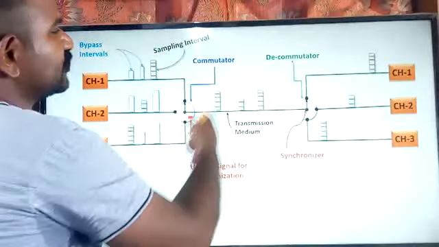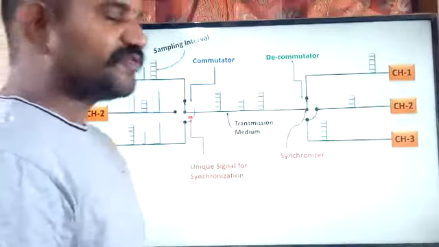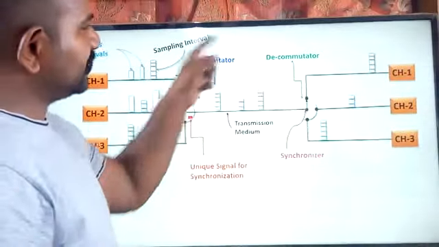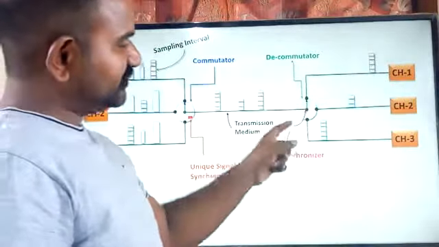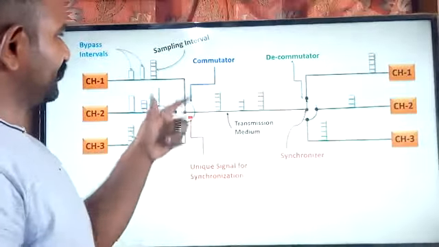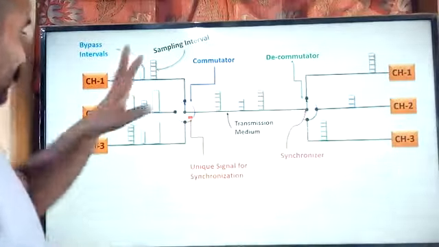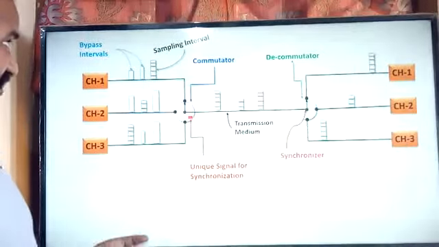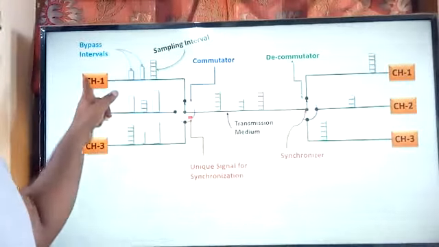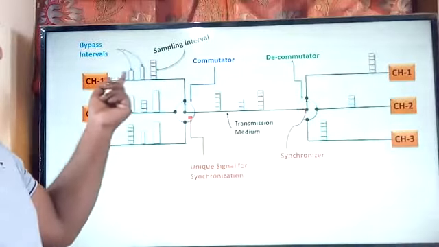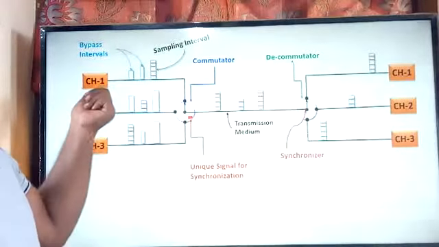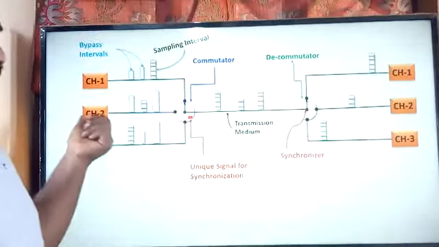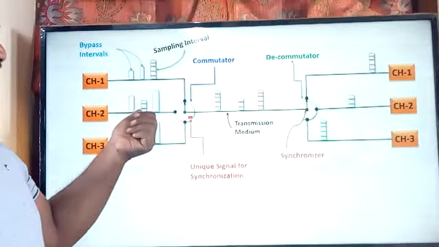The commutator informs the decommutator with how much frequency it is sampling, so that the decommutator adjusts its frequency to the same frequency at which the commutator is working. So here, let us suppose 3 samples are done per second. The first sample is taken from channel 1, and the remaining 2 sample periods are idle for channel 1. And for channel 2, the second time period is allocated.